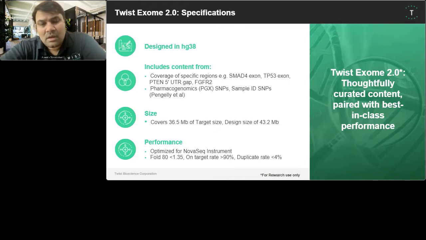making it one of the larger exomes as such, compact, but a little bit larger when it comes to the target to bait probed area. And coming to the performance, you'll see in the subsequent slides, all the metrics are just fantastic. The fold 80 is less than 1.35, and then the on-target rate is greater than 90%. And as always, our duplicate rates are probably best in the class, where we achieve consistently less than 4% duplicate rates.